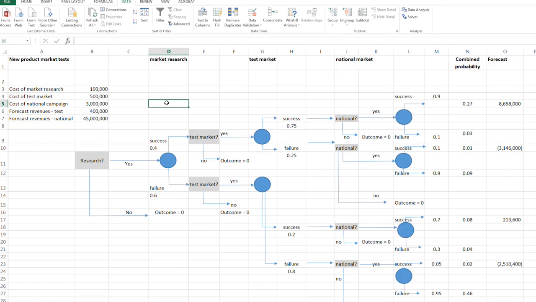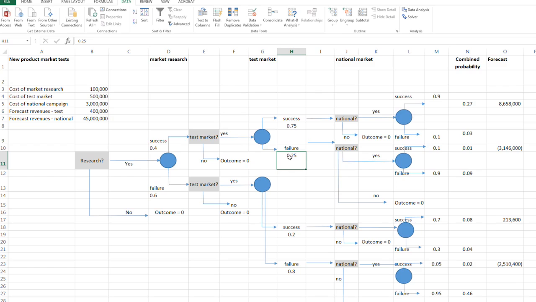The blue circles indicate an event with its related probabilities. In this case, for example, this blue circle and the connected probabilities for success and failure are an indication that market research gives a green light to new projects only about 40% of the time. 60% of the time, new projects fail. Following that branch of the tree, we come to the test market event, which is located here in section G9, and its related probabilities in column H for success and failure of the test market. When market research gives a green light, on average, our test market results are good about 75% of the time.